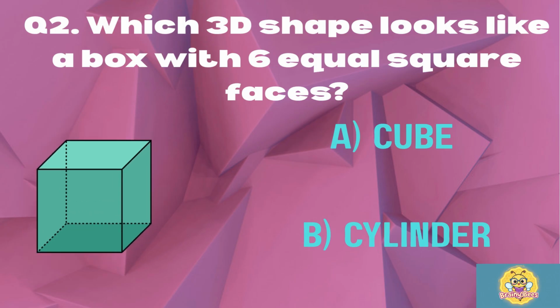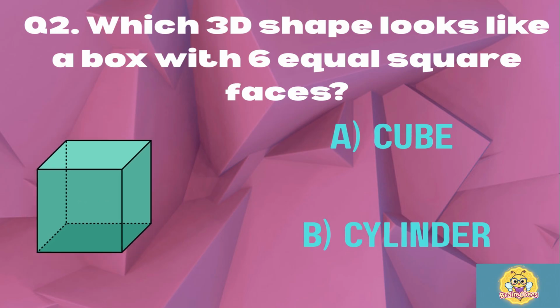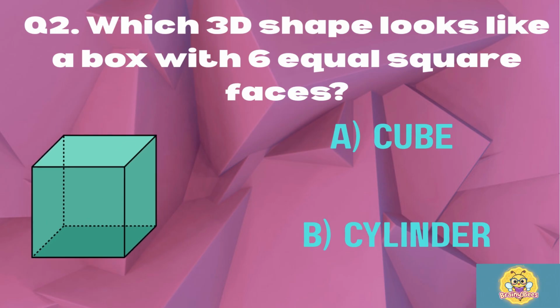Question number 2. Which 3D shape looks like a box with 6 equal square faces? A. Cube, B. Cylinder.